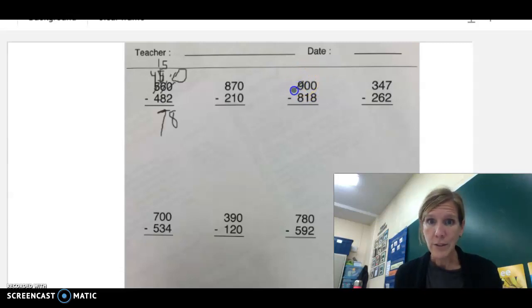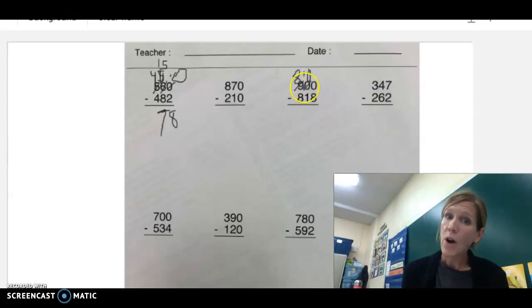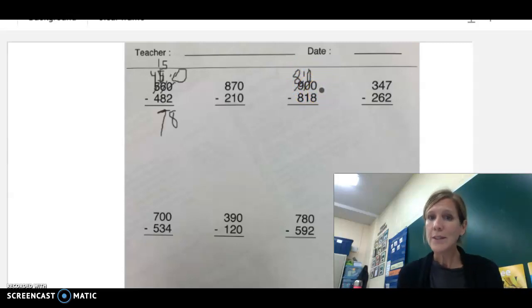I have 900, so I'm going to take 1 away, and it's going to become 8. I'll have 8 hundreds. Now I traded that 100 in for tens. So instead of having 0 tens, I have 10 tens. So I'm going to write 10 carefully right here. Does that help me in my ones column? No. So I had to go all the way to my hundreds. But my hundreds helps me in my tens, not my ones. So I'm still stuck on my ones.